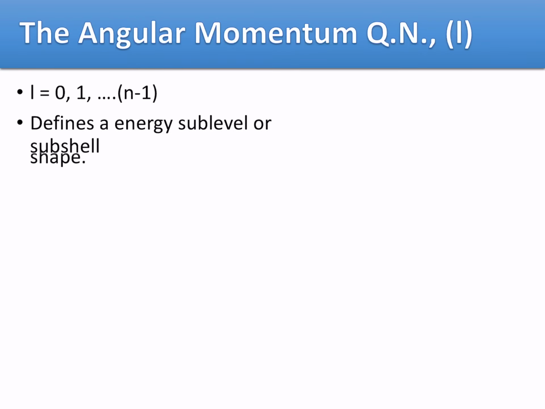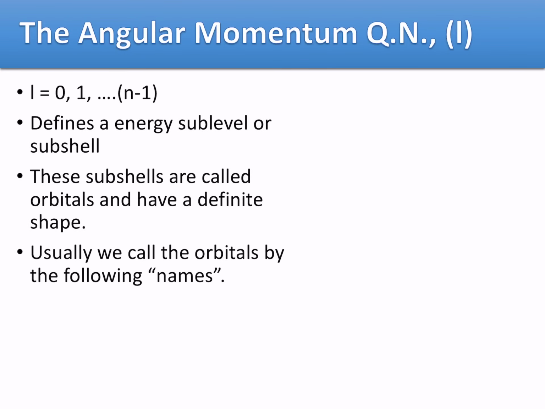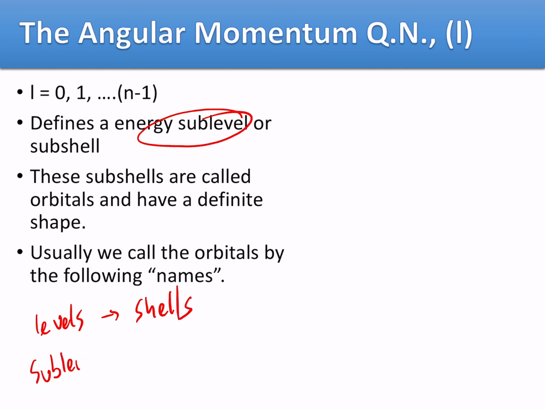Now, the angular momentum quantum number defines the sublevel of energy. And one thing that you may need to get used to is that we call the levels shells and the sublevels subshells.